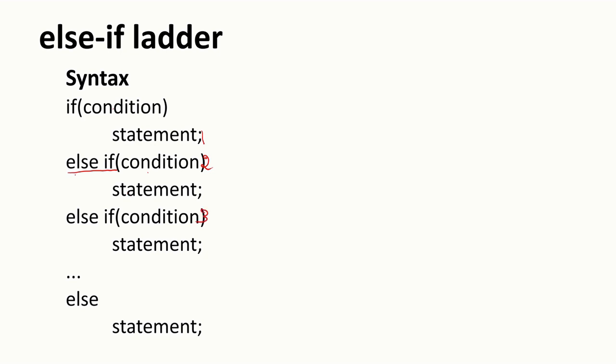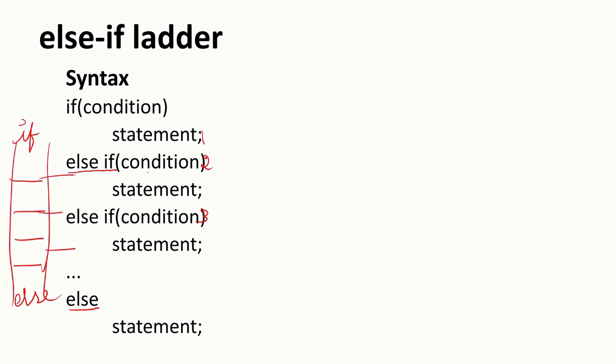Else if condition 3, one more condition, you can have statement 3. Like this, it goes on and it will end with an else statement. Since it looks like a ladder, we call this an else if ladder. This is if, this is else, and in between you have a lot of else if statements. This is an else if ladder. Now we are going to use this else if ladder in our coding.